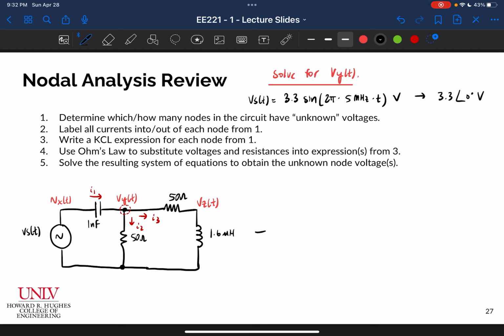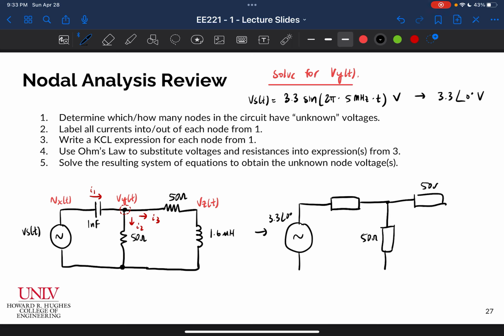Okay, so when we go to the phasor domain, my sinusoidal source is basically just going to be 3.3 angle 0 degrees. I've got a capacitor whose impedance I'll need to find. I've got a resistor that's just going to stay 50 ohms. I've got another resistor that's going to stay 50 ohms. And I've got an inductor whose impedance I'm going to need to find. So this is me getting ready to set this problem up to do the KCL. Of course, I1 is going to flow here, I2 there, and I3 here. But we still need to determine our impedances for our capacitor and our inductor. So let's go ahead and do that.